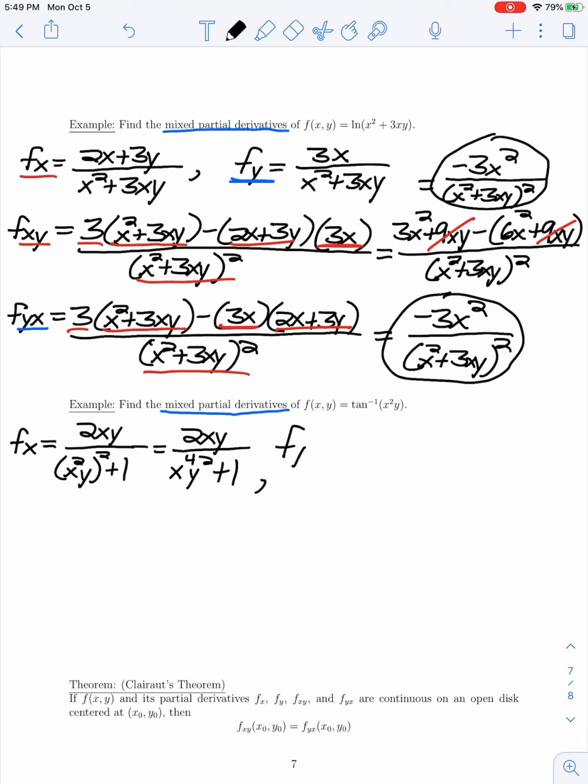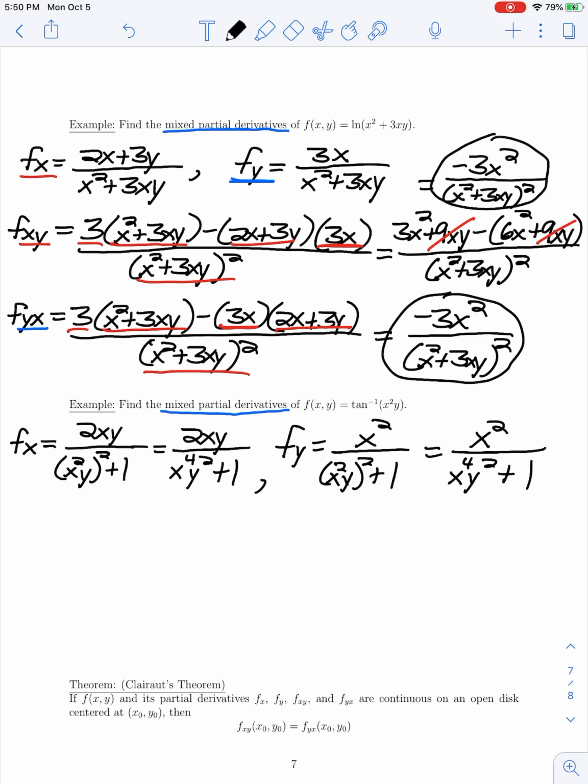And for the partial of f with respect to y, we have, again, 1 over x squared y quantity squared plus 1 times the derivative of the inner function with respect to y, which would give us an x squared, or simplifying, x squared over x to the fourth y squared plus 1.